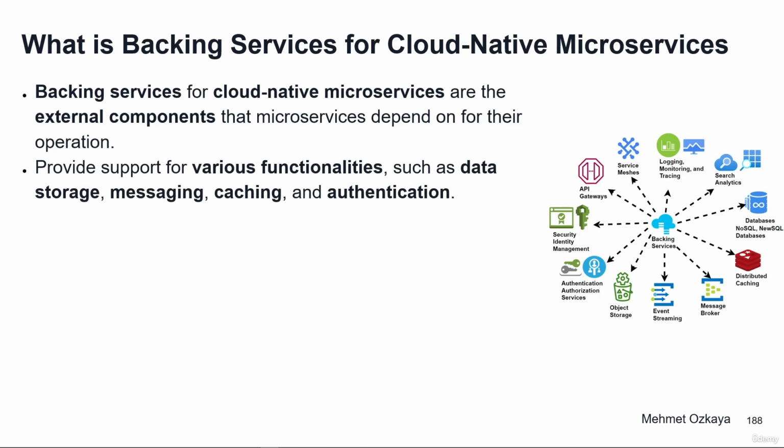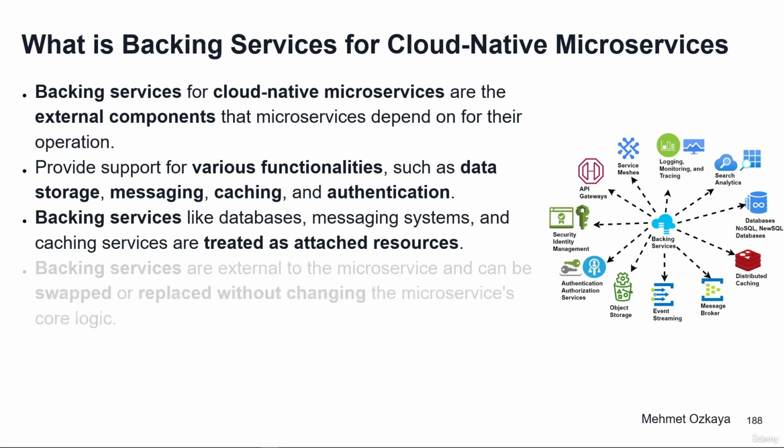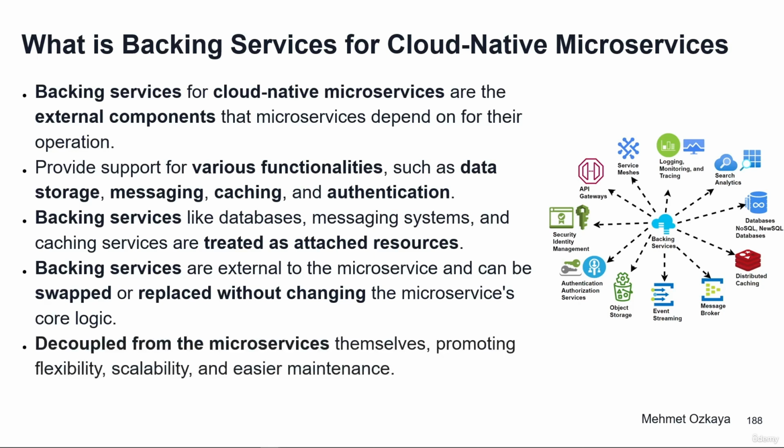They provide support for various functionalities, and in the cloud-native architecture, backing services like databases, messaging systems, and caching services are treated as attached resources. So these services are external to the microservices and can be swapped or replaced without changing the microservice core logic. In a cloud-native microservice architecture, backing services are decoupled from the microservices themselves, promoting flexibility, scalability, and easier maintenance.